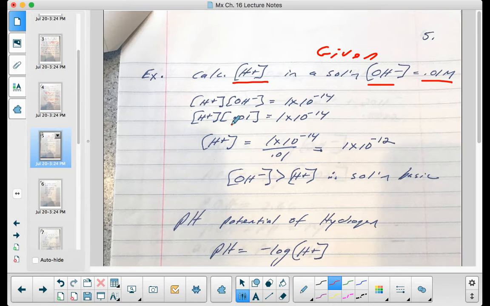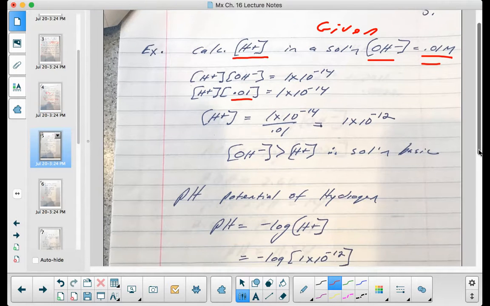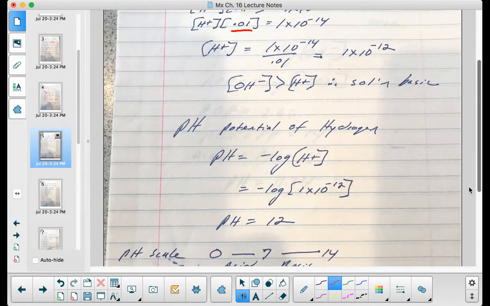I plug in my value that's given for the hydroxide ion, and from there, I just do a little bit of algebra and I can find the hydrogen ion concentration. And so what I see is that the hydroxide ion is greater than the hydrogen ion, therefore it's a basic solution. So now, how can I go further with this?